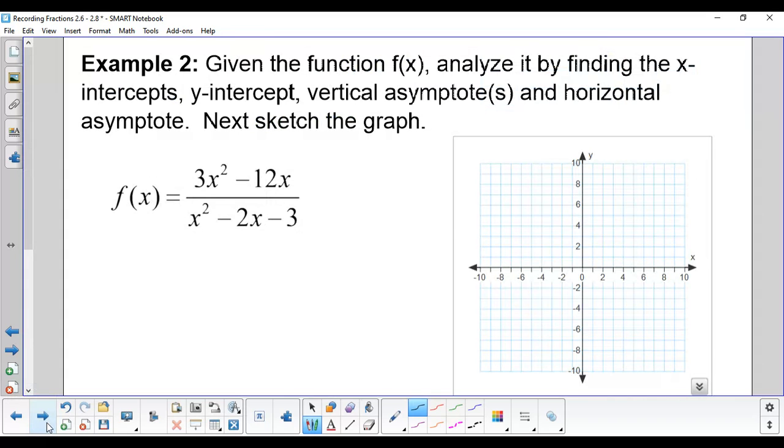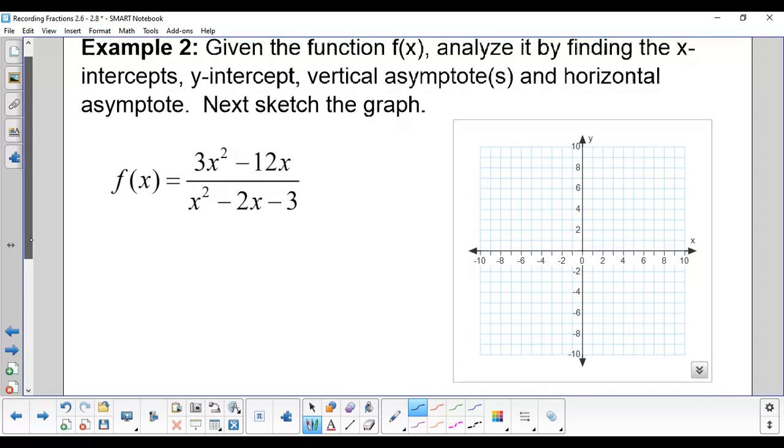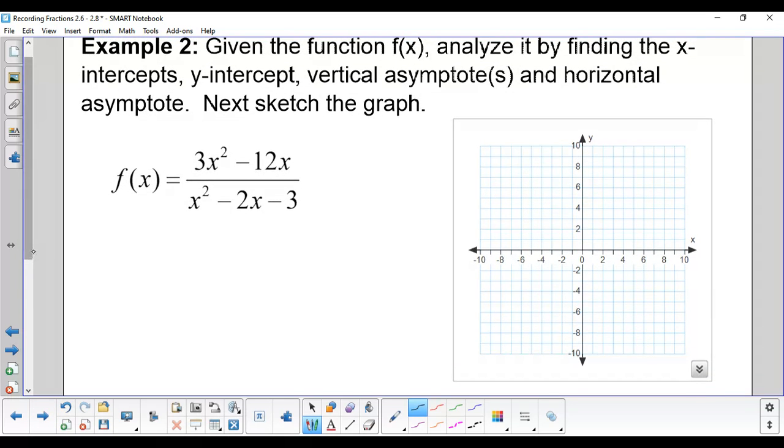Let's do another example. This one is a little more complex, so I'm going to warn you up front. This one is a little bit more involved, but we're also going to be looking at it with the same lens. So again, we're analyzing the function, x-intercepts, y-intercepts, vertical asymptotes, and then sketching the graph.